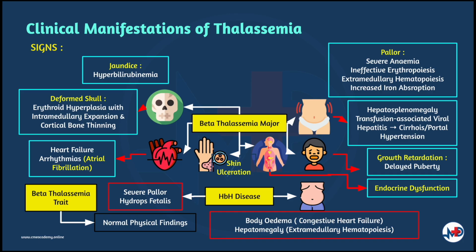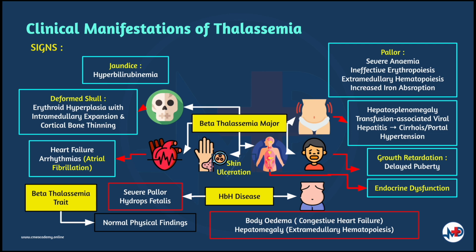Skin ulceration may be present on the extremities, and in addition to that, the patient may show signs of failure to thrive or retarded growth as demonstrated by delayed puberty. On cardiac exam, there may be signs of heart failure and arrhythmias like atrial fibrillation, which may be due to severe anemia or iron overload.